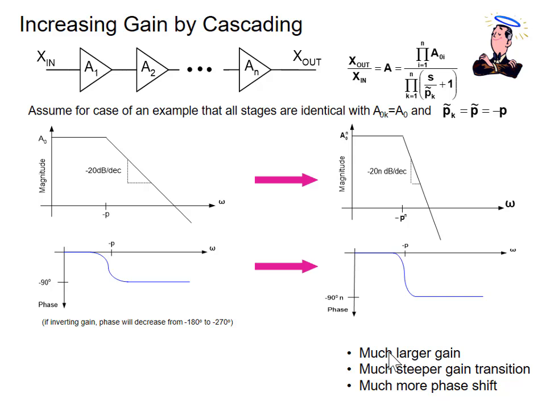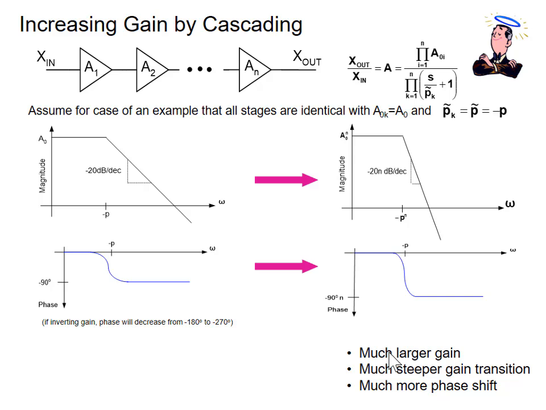We can get a lot of gain up to high frequency. In fact, we start to get almost an ideal low-pass filter. The amplifier acts like an almost ideal low-pass filter. It cuts all the noise and everything off at high frequencies past that pole.